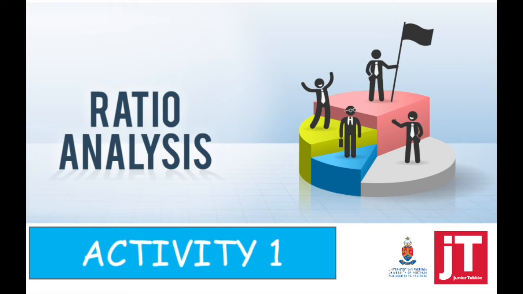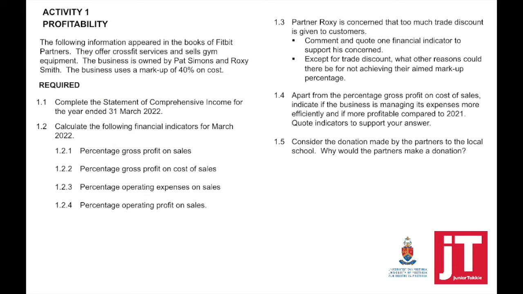So the first activity will focus on the profitability financial indicators. The following information appeared in the books of Fitbit Partners. They offer CrossFit services and sell gym equipment. So this is a service business and a trading concern. The business is owned by Pat Simmons and Roxy Smith, so it's a partnership. The business uses a markup of 50% on cost. Required: complete the statement of comprehensive income for the year ended 31 March 2022.